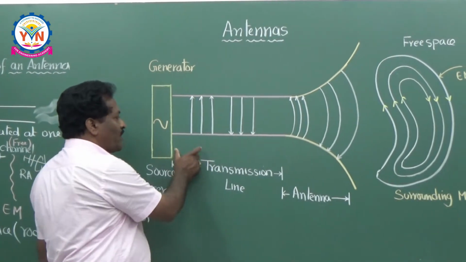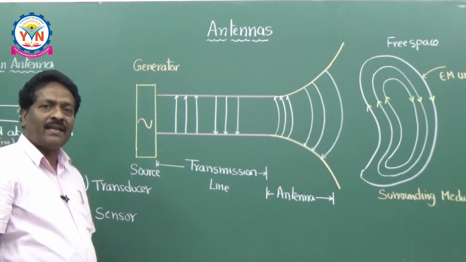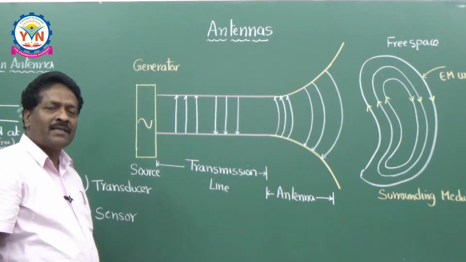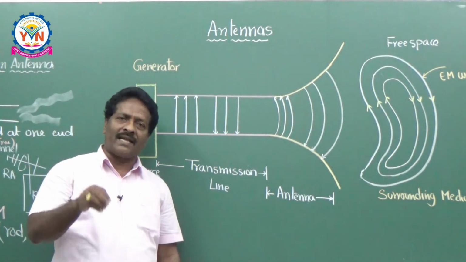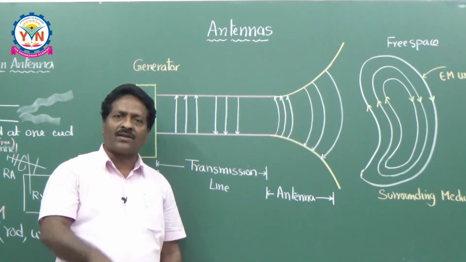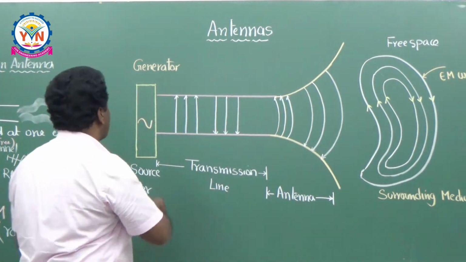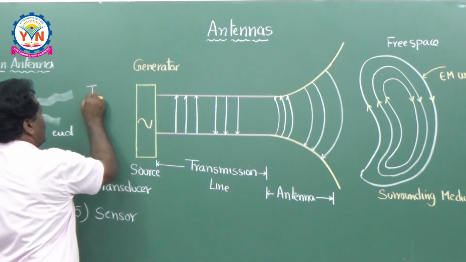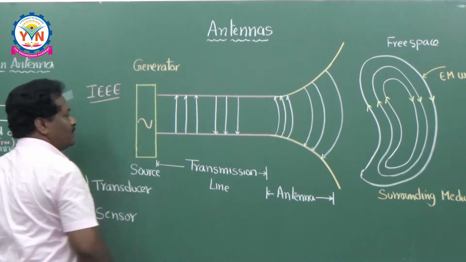So if you take this figure, I would like to tell you the exact definition of an antenna, which is actually given by the IEEE society. IEEE is actually giving the standard definitions for all the devices in electronics. It is nothing but the Institute of Electrical and Electronics Engineers, that is IEEE. As per this, I would like to define what an antenna is now.